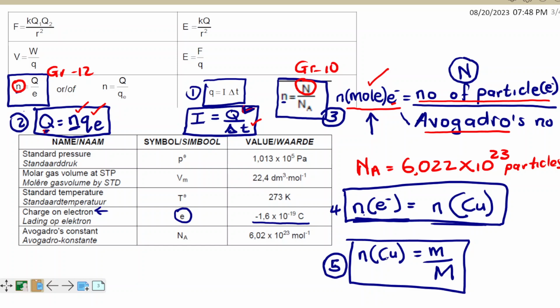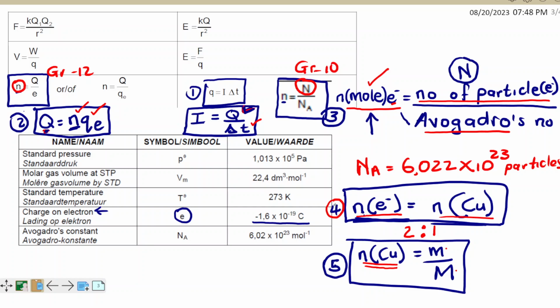From calculation number 5, we find the number of moles of the copper. We know the mass is 32. We use the periodic table to find the molar mass of the copper. When we get the number of moles of the copper, we're going to substitute it here, and we're going to check the ratio. Remember, what is the ratio? 1 of this is to 2 of that. So the number of moles that we get from calculation number 5, we will multiply by 2. Then we get the number of moles of the electrons, which is calculation number 4.